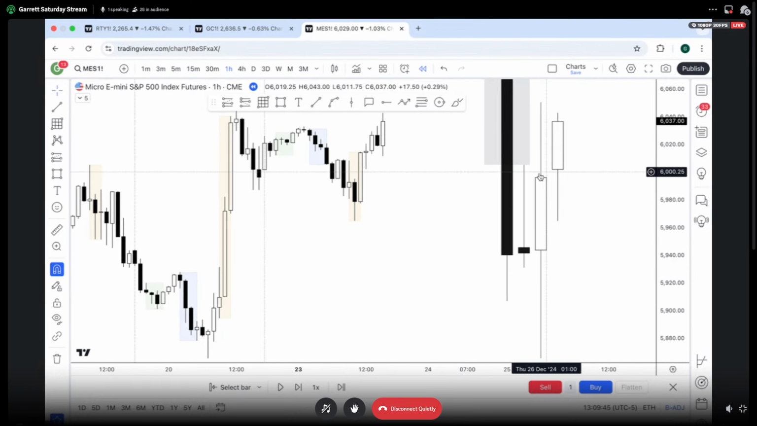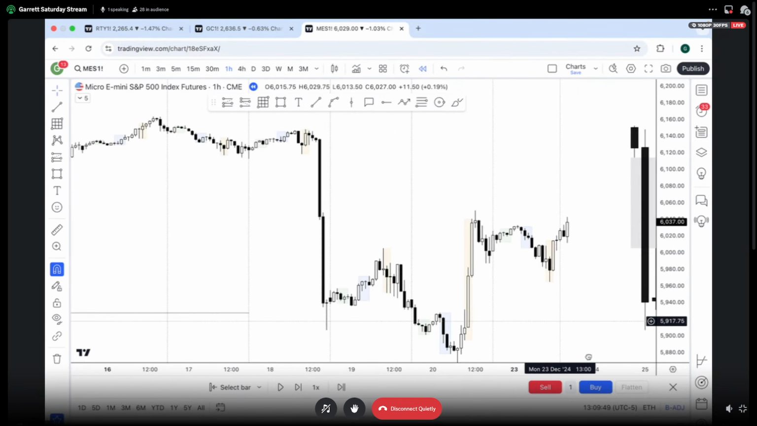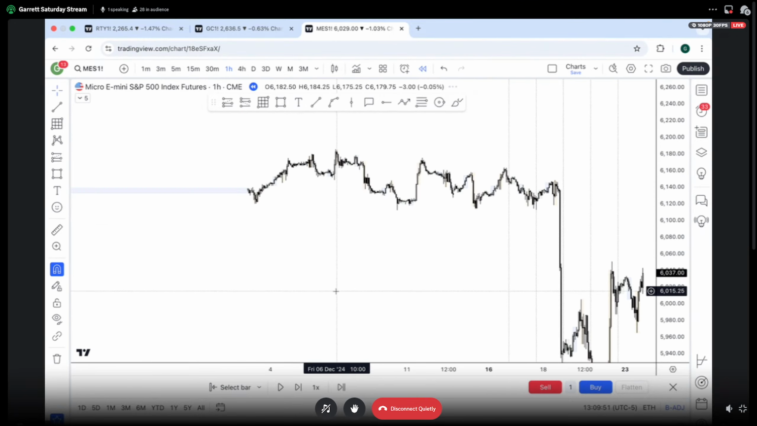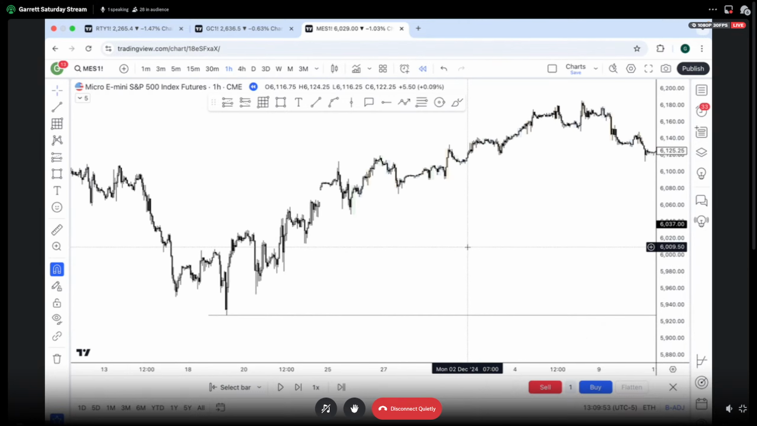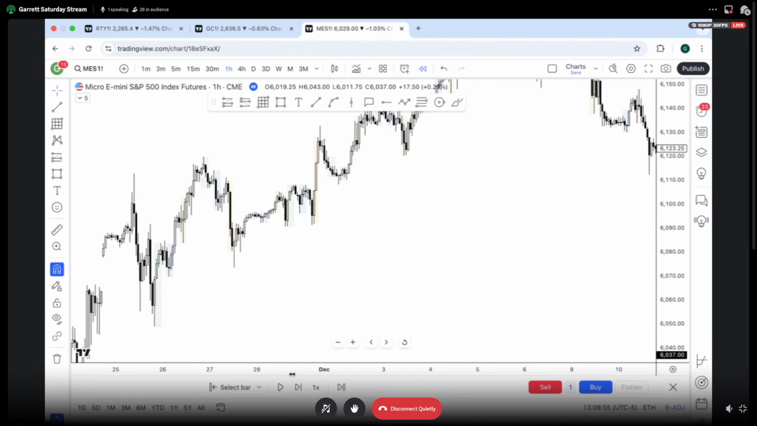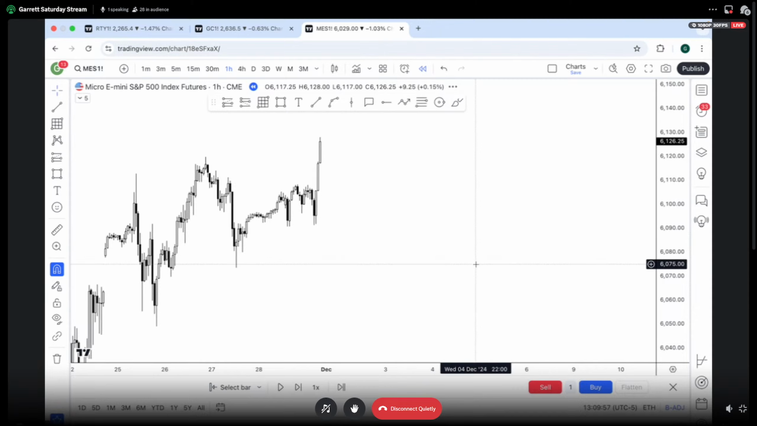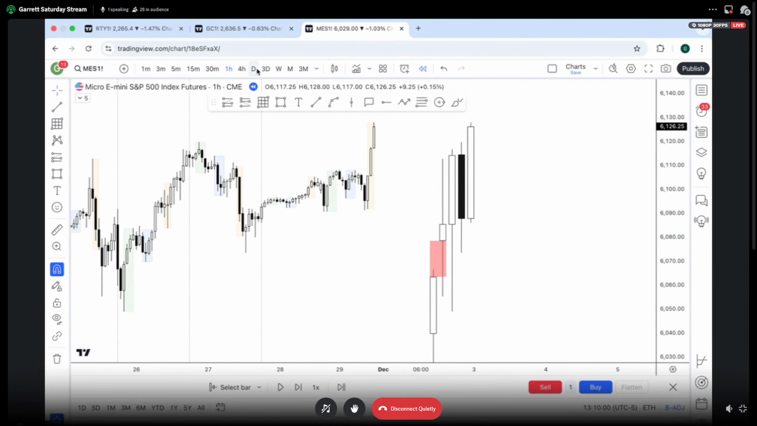But you see how this, or let me try to make a better example. I want to show you an example that I took. Here it is. Really good example here. I'll go to the daily chart here.